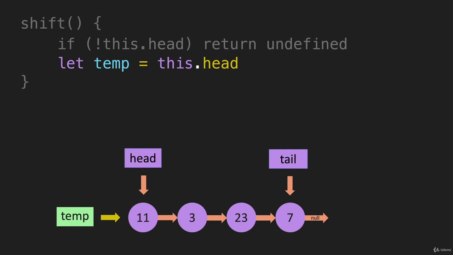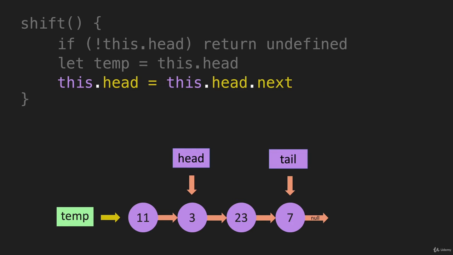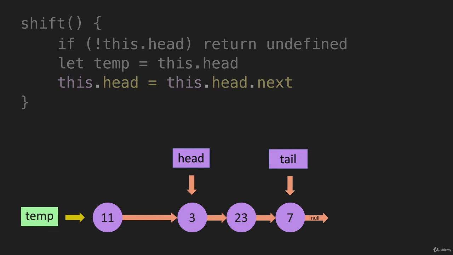Then we want to move head over to the next item. So we're going to set head equal to head dot next, like that. We do that with this line of code. This dot head equals this dot head dot next. Then we need to remove this item.